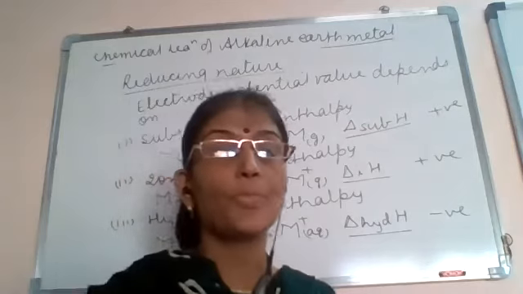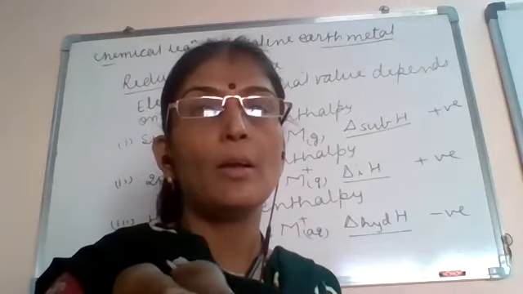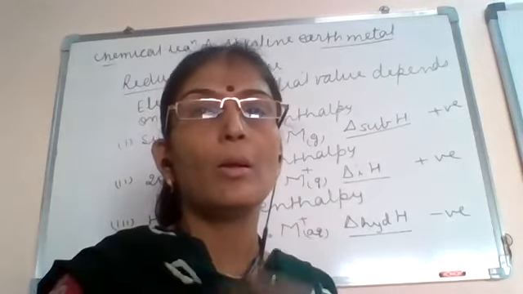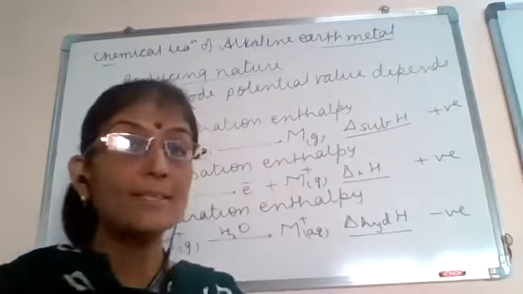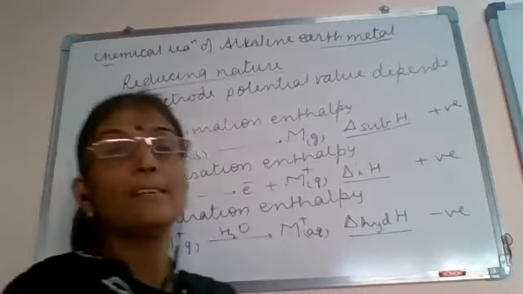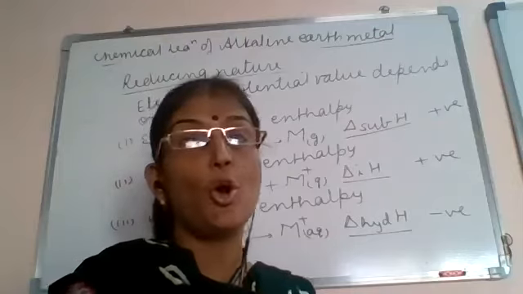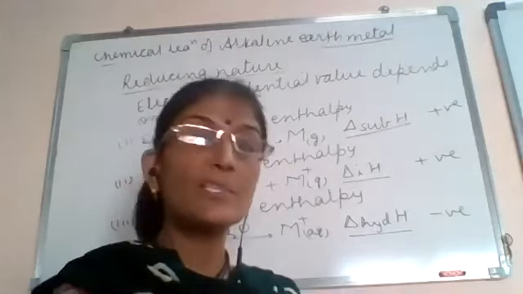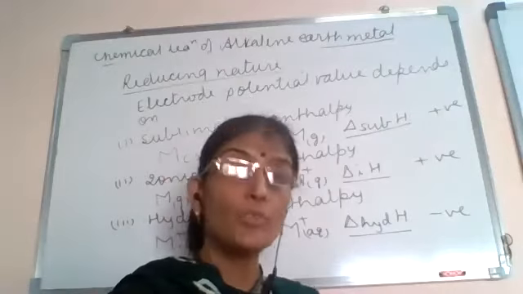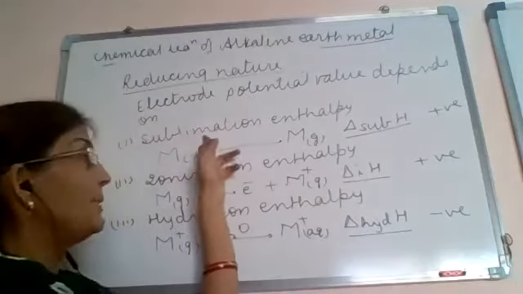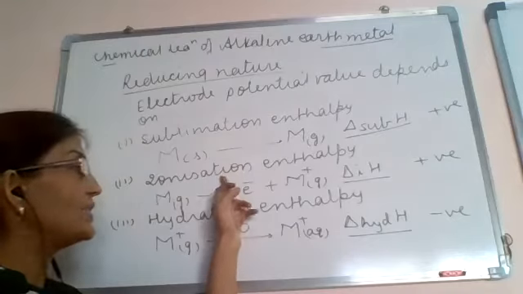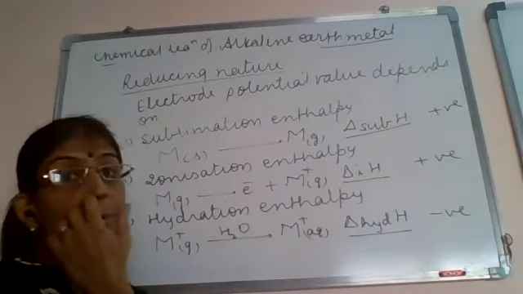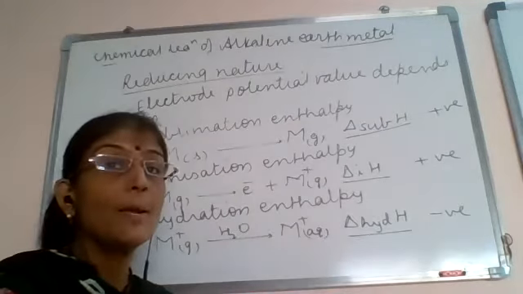All three will decide the potential, that is the electrode potential of any reaction, of any metal to lose electron. So what does electrode potential depend on? Three values: sublimation enthalpy, ionization enthalpy, hydration enthalpy. Why does it depend on three values?